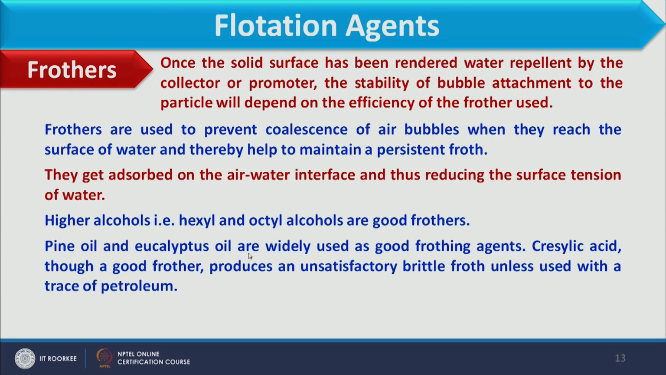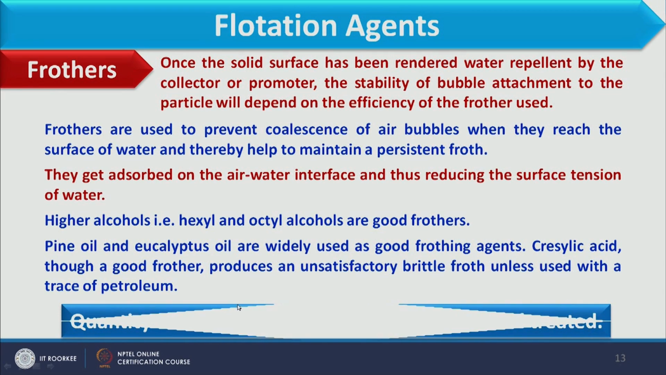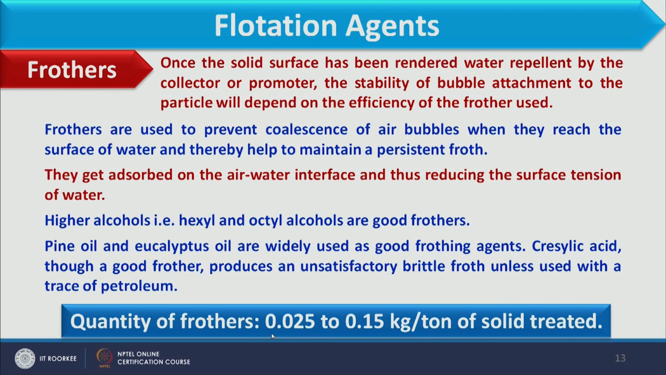Pine oil or eucalyptus oil are also widely used as good frothing agents. Salicylic acid, though it is a good frother, produces an unsatisfactory brittle froth unless used with a trace of petroleum. So we can use salicylic acid with petroleum as a frother. Now as far as quantity is concerned, it is used in 0.025 to 0.15 kg per ton of solid. So in this range it is used.